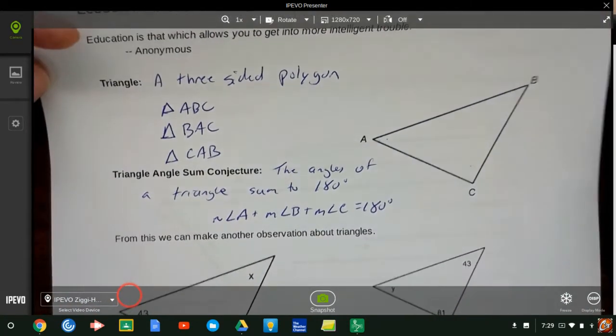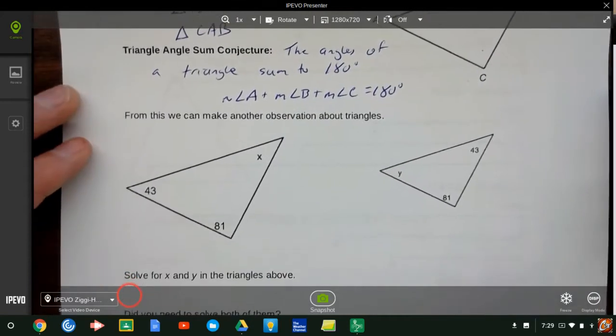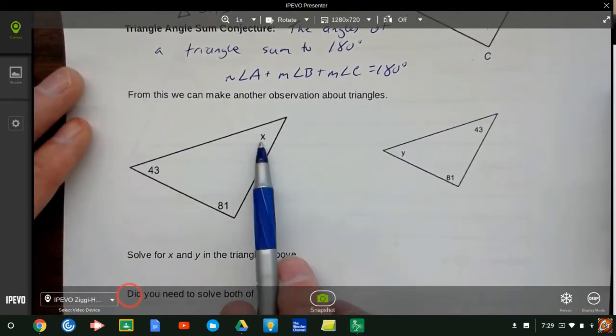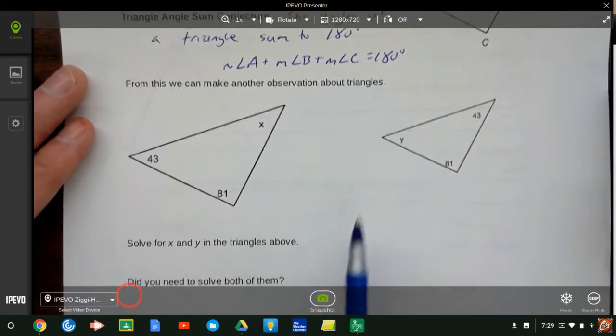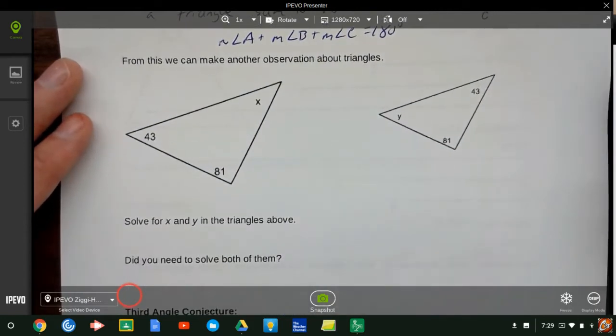Okay, so let's make another observation. Here's what I want you to do. Take a look at these triangles and solve for X and then solve for Y. And then I'm going to ask you these couple questions. Okay, give that a try.